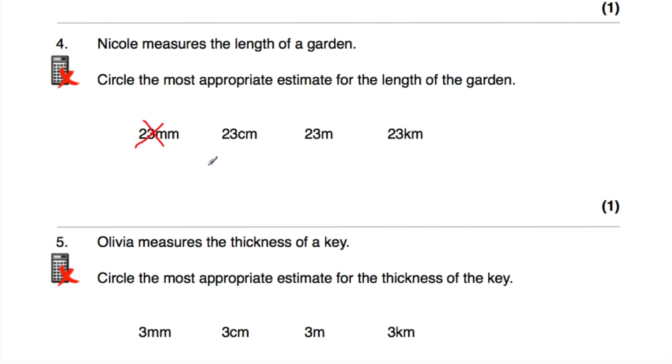23 centimeters. I suppose in theory it could be 23 centimeters, just a bit shorter than a bigger ruler, but I don't think that's going to be the case. 23 meters or 23 kilometers. Well, 23 kilometers makes more sense for distance between towns, unless she's got a humongous garden that goes longer than the distance between towns. I think 23 meters would be the most appropriate estimate for the length of her garden.